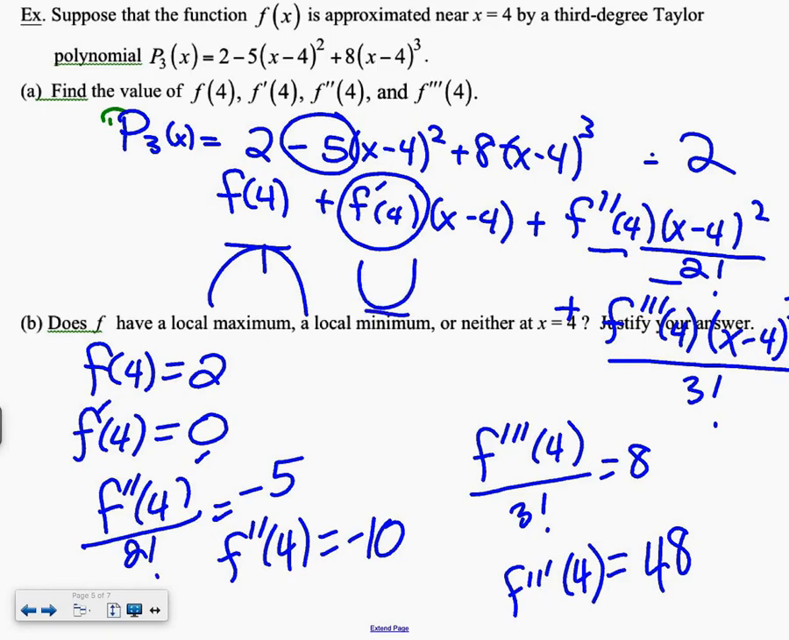It's been a little while. See how they're forcing that into a problem on Taylor series? You remember that, don't you? Oh yeah, absolutely.